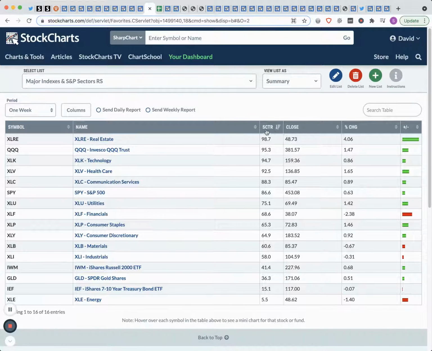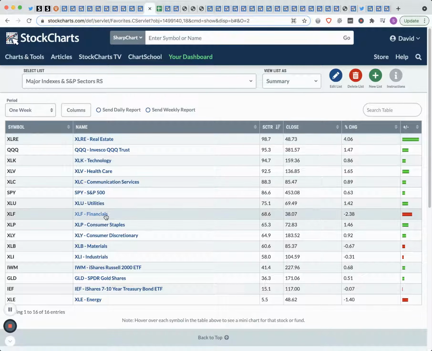So you can see the SCTR score is the StockCharts technical rating or something like that. But basically 100 is good, 0 is bad. The S&P 500 is the baseline, so you want to be in anything above that's outperforming the S&P 500, which at the moment is real estate this week, really strong. The Nasdaq, technology group, healthcare and communication services.